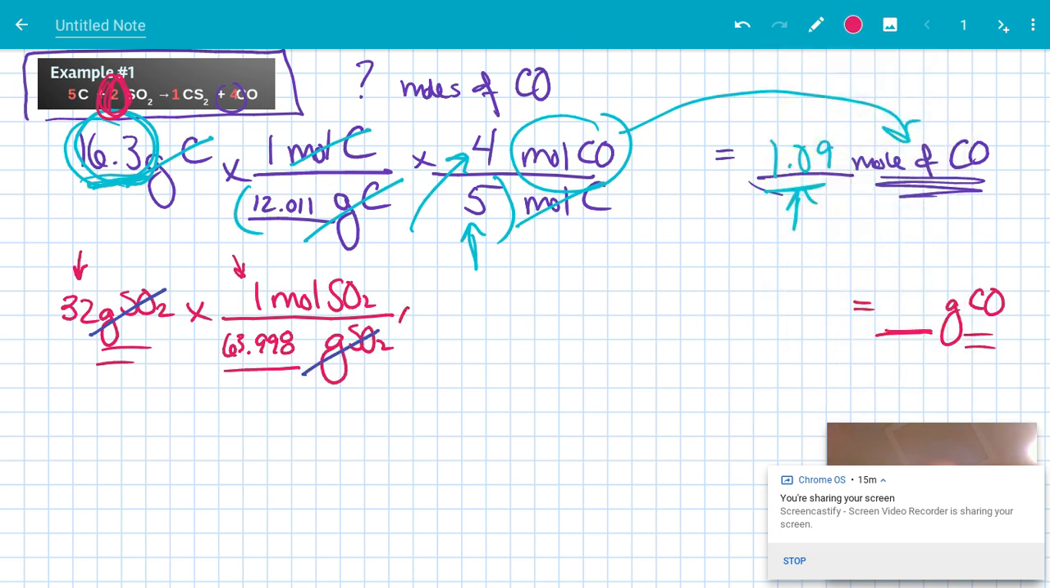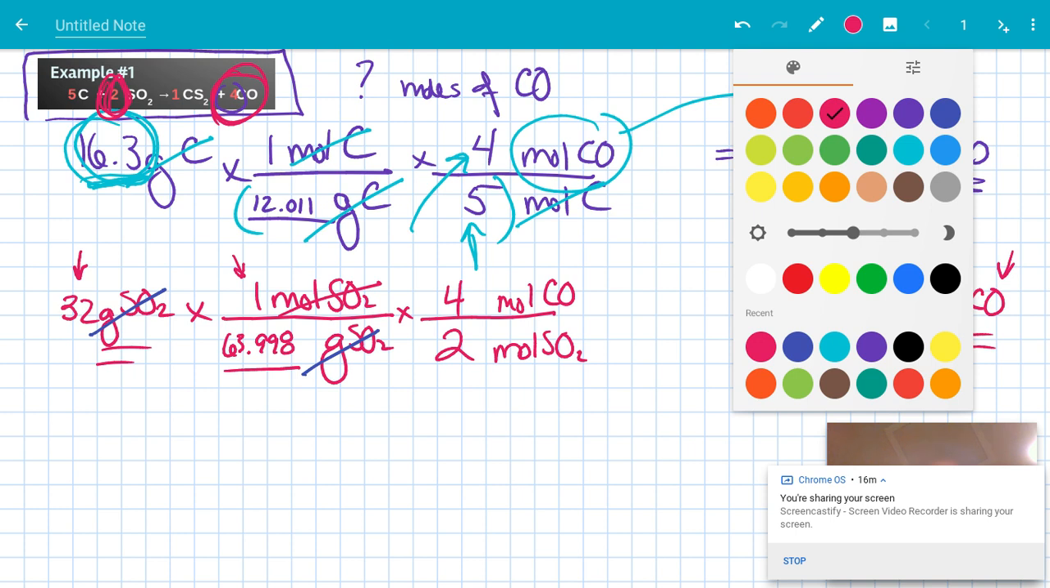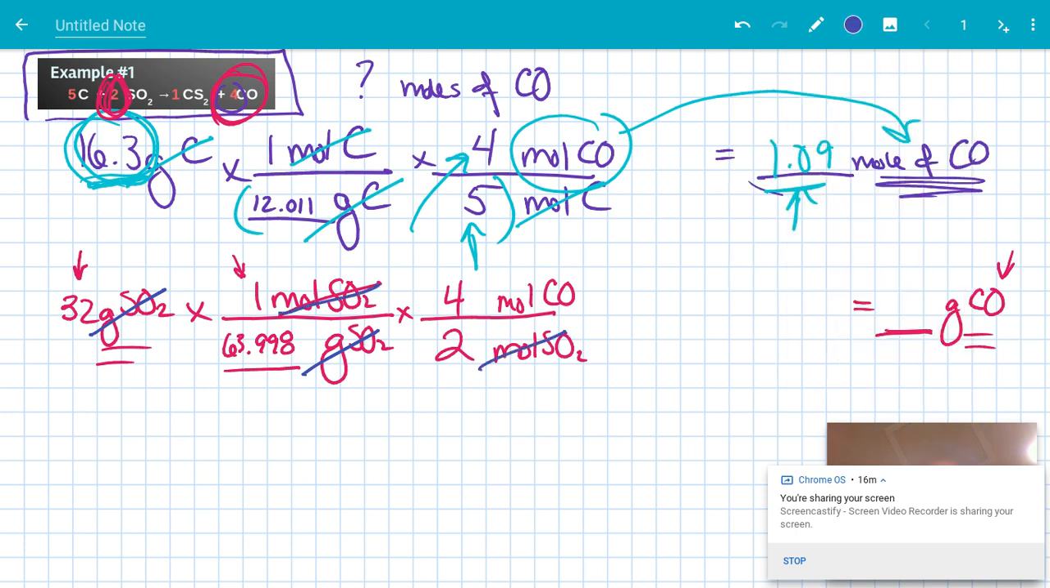So what do I do next? Well, I know I want to get rid of moles of SO2. So I'm going to put moles of SO2 on the bottom, and I want to eventually get to CO, so I'm going to put moles of CO on the top. And now the mole to mole ratio. Because I'm using the mole to mole ratio, I'm not going to use the number 1 unless it is a 1. The moles of SO2 was 2 in our balanced equation, and the moles of CO were 4. These have now crossed off.